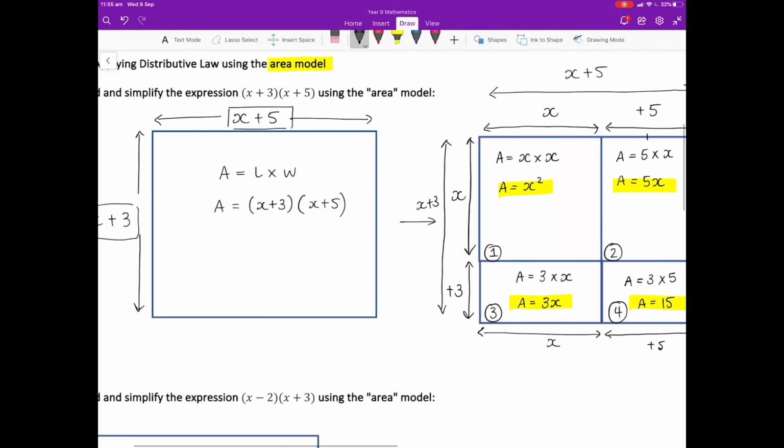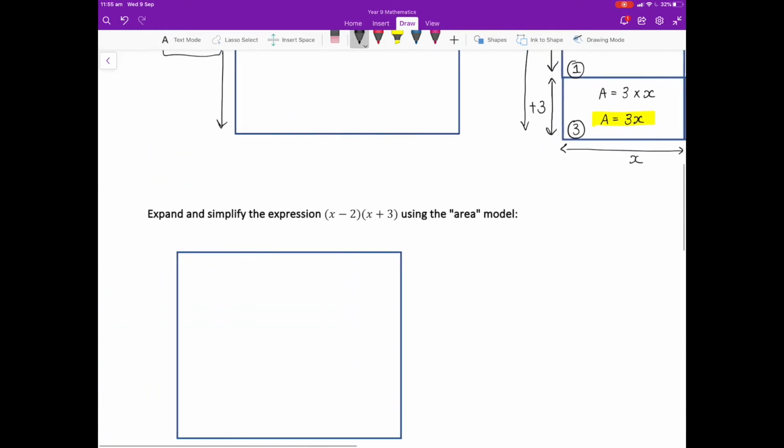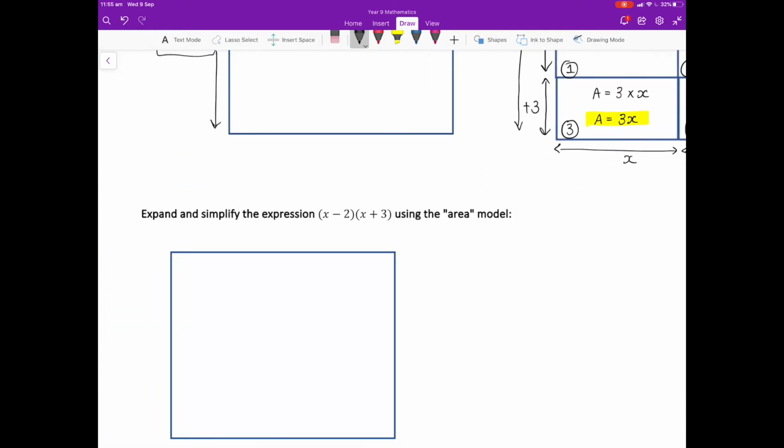So let's have a go at doing this again for another particular question. So here you can see I've asked you to expand and simplify the expression x minus 2 times x plus 3 using the area model. So let's start by labeling our sides. So I'm going to make this be x minus 2, and I'm going to make this be x plus 3.